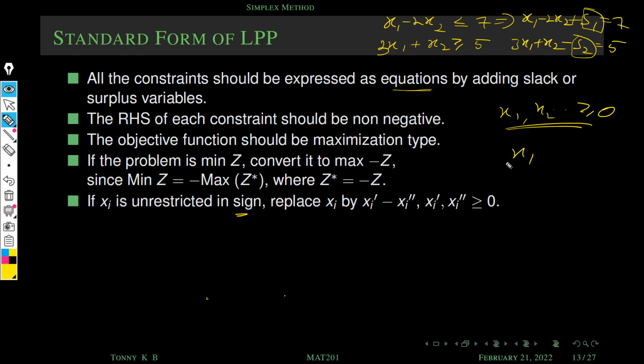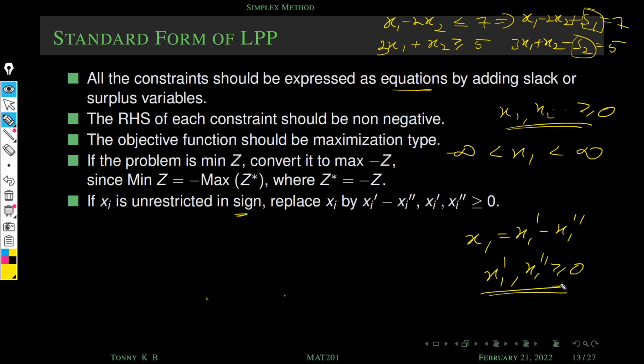So suppose one variable is unrestricted. Suppose x1 is unrestricted. If xi is unrestricted in sign, then we replace xi by xi dash minus xi double dash, and we assume that these two variables are non-negative. That is possible. For example, x1 is unrestricted, meaning x1 can take any number between minus infinity and plus infinity. Then we substitute x1 dash minus x1 double dash instead of x1, and we assume that x1 dash and x1 double dash are both non-negative.